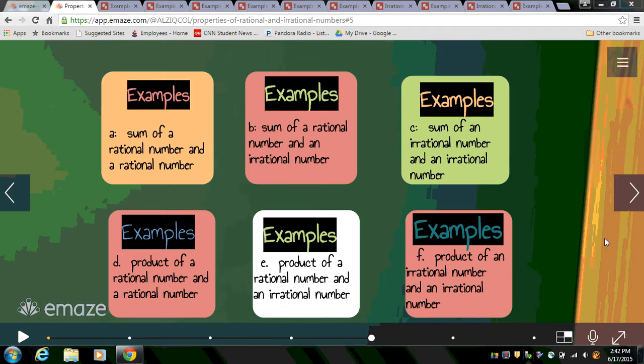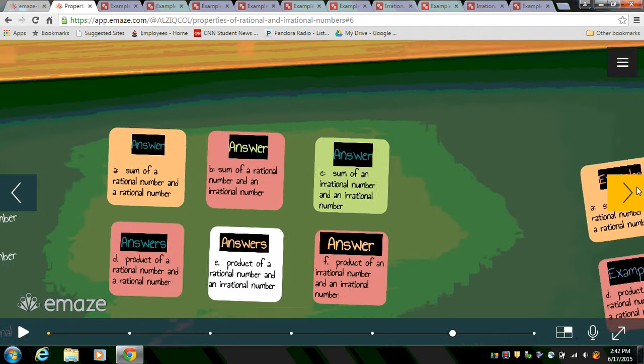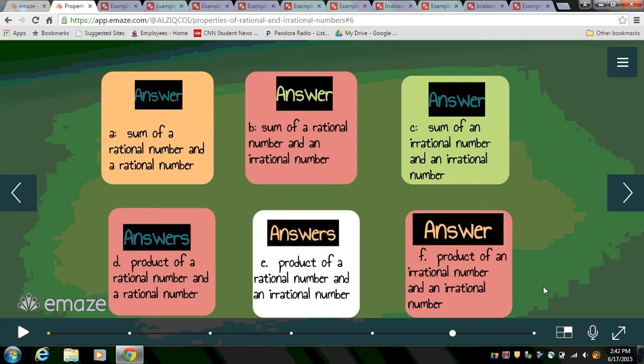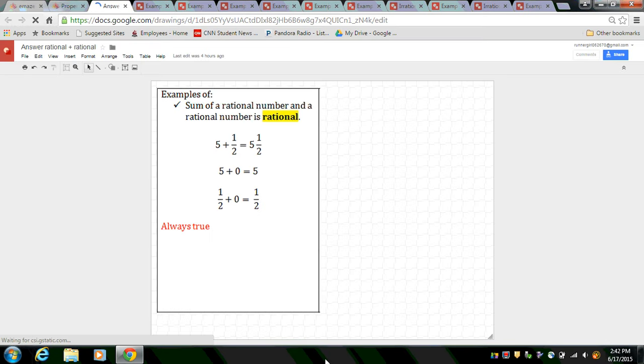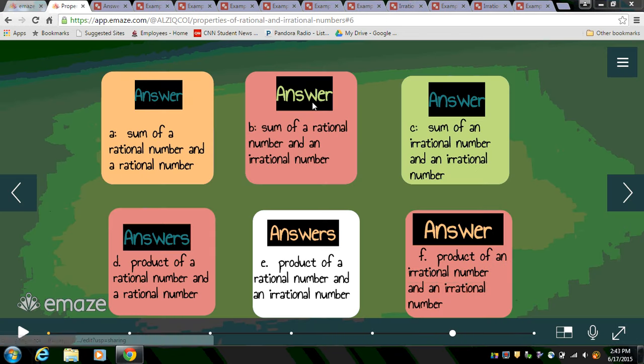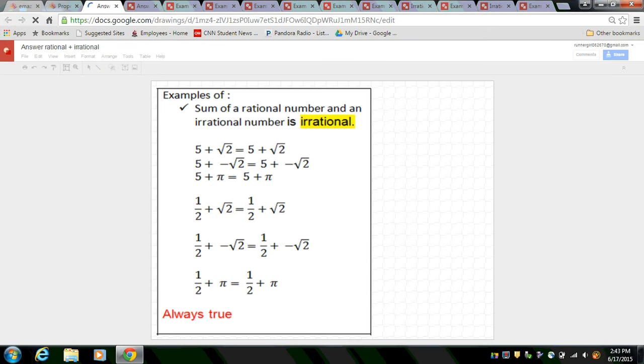Now that we have our examples, let's see if we can decide whether or not our statements are true. If I were to add two rational numbers together, would it be a rational answer? Yes, that's always true. When I add an irrational number to a rational number, is it always irrational? Yes. When I add a rational and an irrational number, it is always irrational.